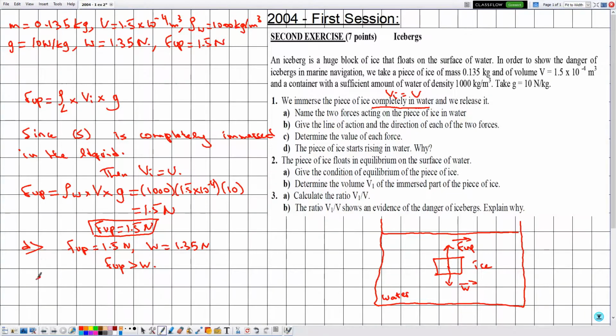Then let's say: since the magnitude of F upthrust is greater than that of W, then the piece of ice starts to rise.